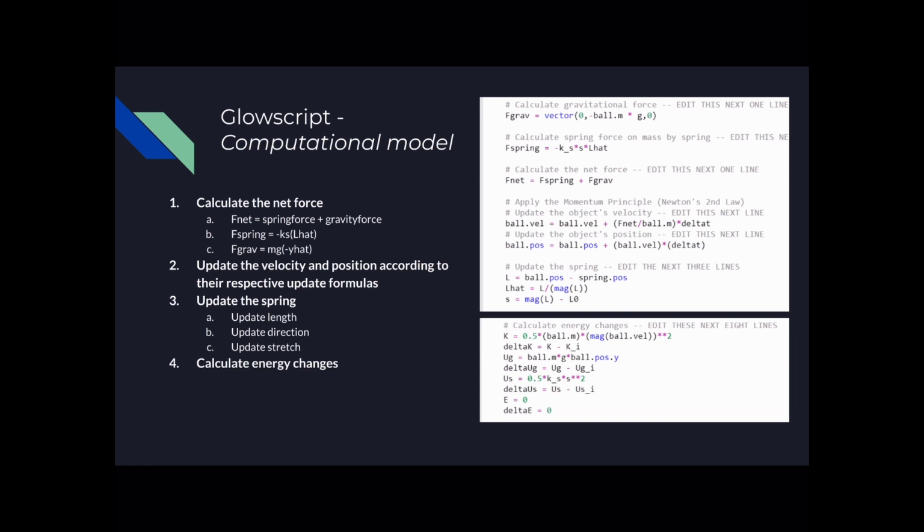Continuing on with our computational model, next we calculate the net force, which is going to be the spring force and the gravitational force. Our spring force is negative Ks, and our gravitational force is mg. We then update the velocity and position according to their respective update formulas, and then we update the spring by updating the length, direction, and stretch, and finally calculate changes in energy.